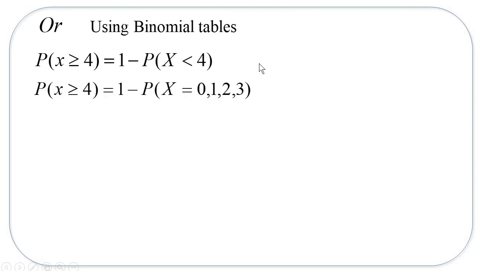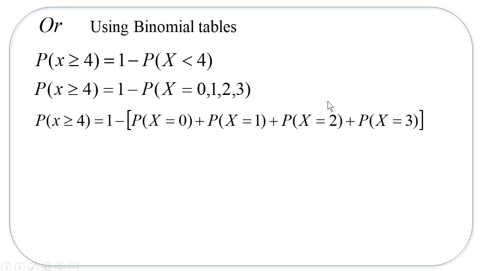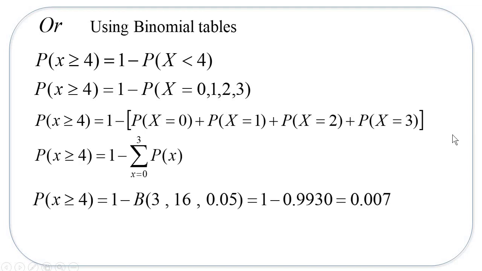Now I will tell you how to use the binomial tables. Greater than or equal to 4. So you can use this condition, 1 minus probability of X less than 4, that is from 0 to 3. You have to add all the probabilities and then subtract from 1. So 1 minus probability from 0 to 3, which is nothing but capital B of 3.